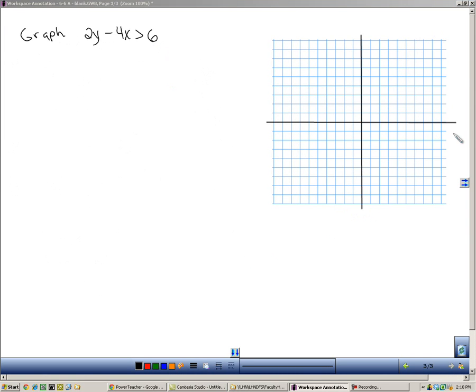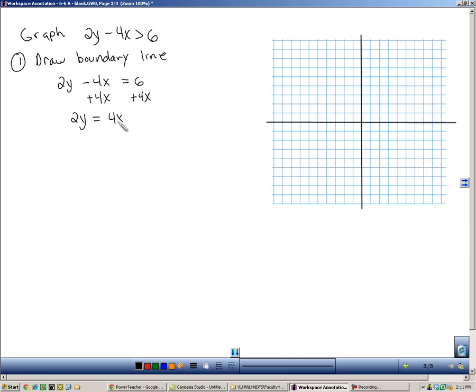Here's another inequality we're going to graph. Step 1, draw the boundary line. Replace the greater than symbol with an equal to sign temporarily, and then solve for y. 2y equals 4x plus 6. Divide everything by 2. y equals 2x plus 3. So that's the line that I'm going to use.